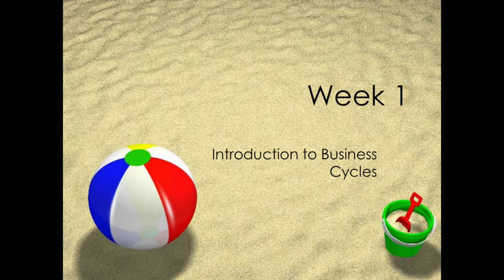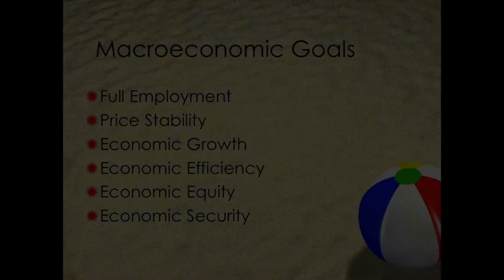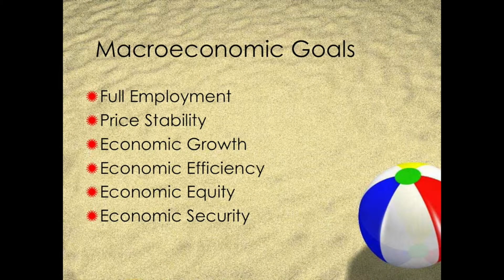Welcome to Week 1. This video will provide a brief introduction to business cycles. There are 6 macroeconomic goals. Full employment. Everyone who is willing and able to work can find a job. Price stability. The general price level is free from excessive inflation and deflation. Economic growth. The size of the economic pie grows each year.